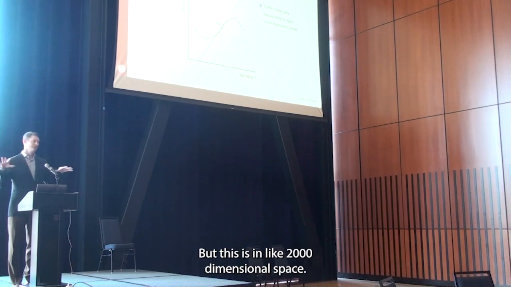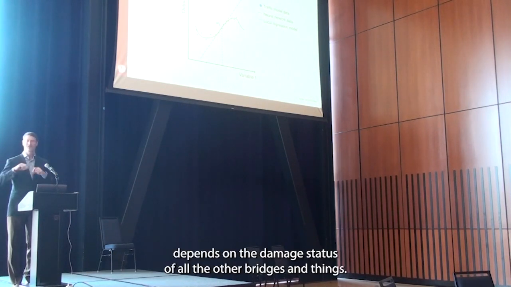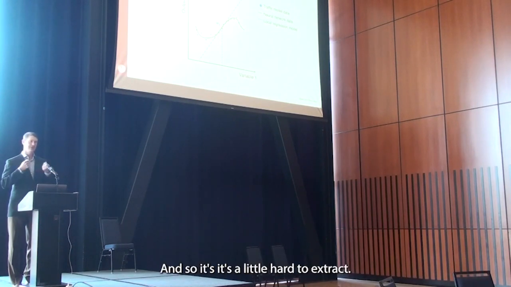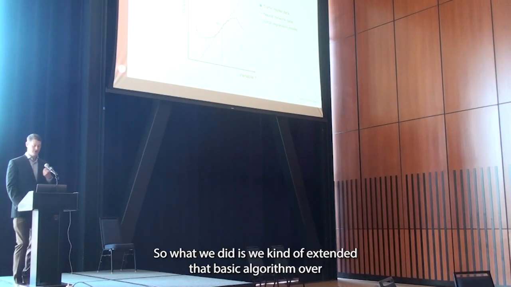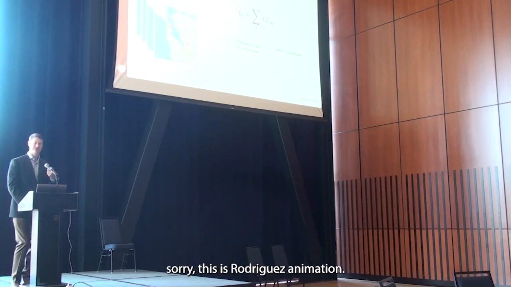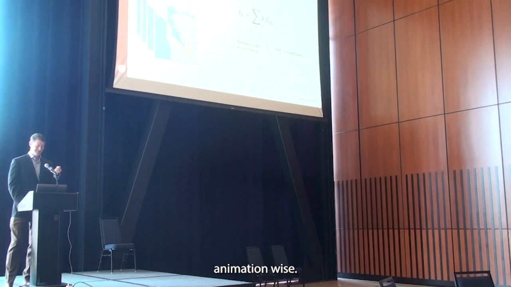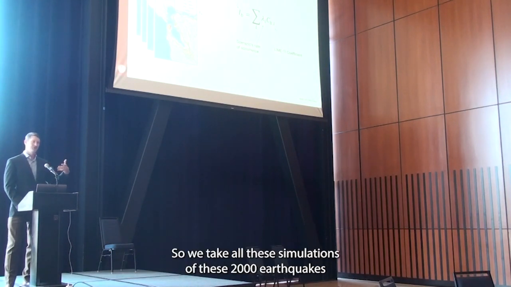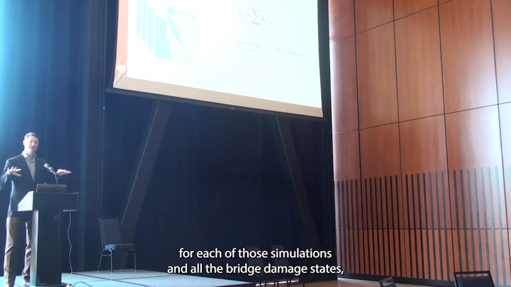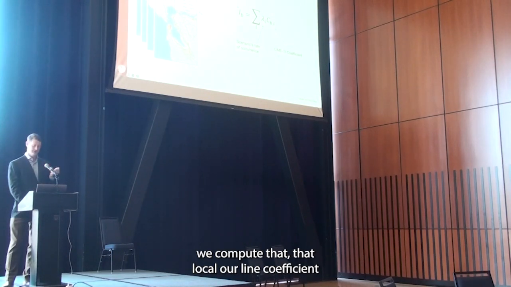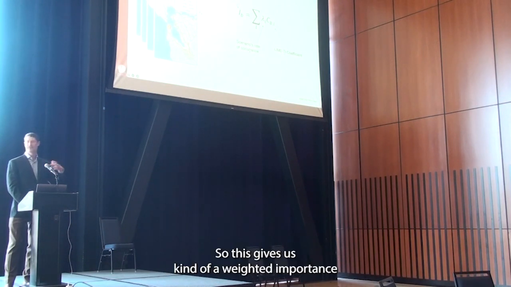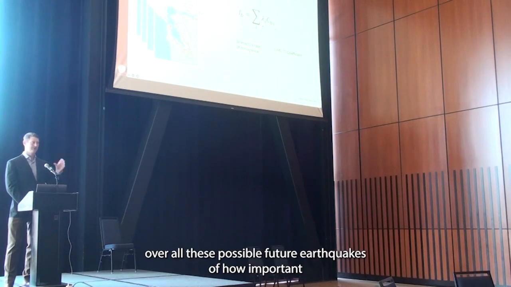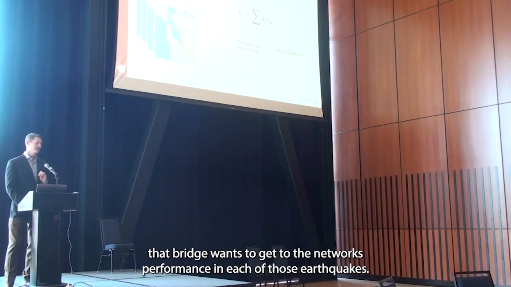But this is in like 2,000 dimensional space, so this local metric depends on the damage states of all the other bridges, and so it's a little hard to extract, in our case, what that means for a particular bridge's importance. So what we did is we extended that basic algorithm over, sorry, this is Rodrigo's animations, I don't know what's in here, animation-wise. So we take all these simulations of these 2,000 earthquakes. For each of those simulations and all the bridge damage states, we compute that local LIME coefficient, and then we weight that coefficient by how often that scenario occurs. So this gives us a weighted importance over all these possible future earthquakes of how important that bridge was to the network's performance in each of those earthquakes.